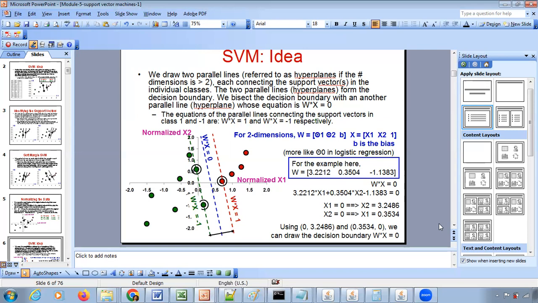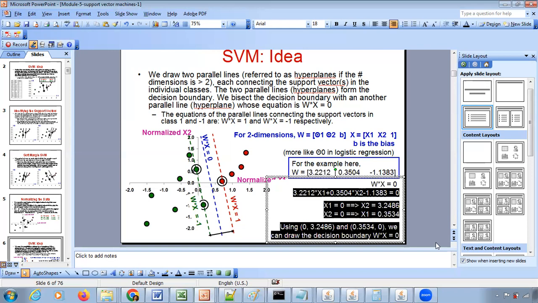Now, this is something we could do later also, but I'm introducing it right now here, and then we'll apply this approach when we go to the examples.